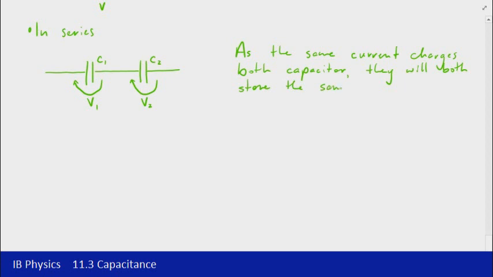So that means the value of Q will be the same for both of them. So this one's going to have charge Q, and likewise C1 will have charge Q. So we saw before, C1 is going to now be Q on V1, and C2 is now going to be Q on V2.